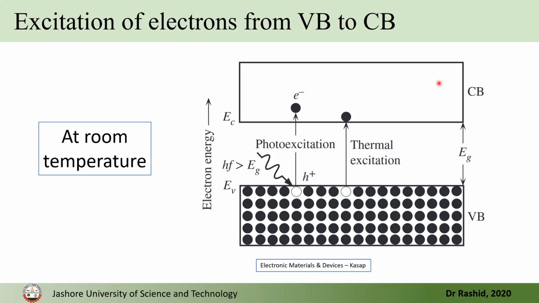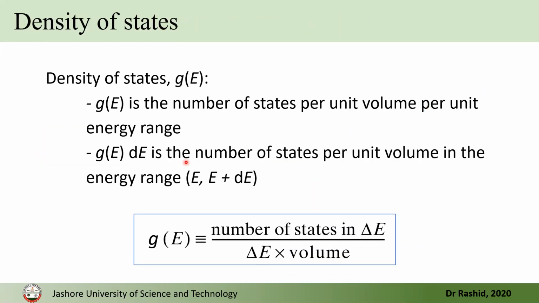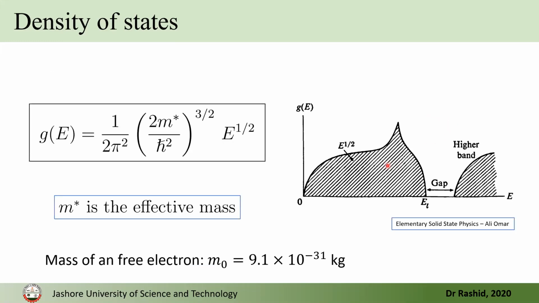To do so, first we need to know the density of states in the conduction band. We talked about that in a previous video. There we said the density of states is the number of states per unit volume per unit energy range. And the expression that we derived in that video is g(E) equals this. Here m star is the effective mass.